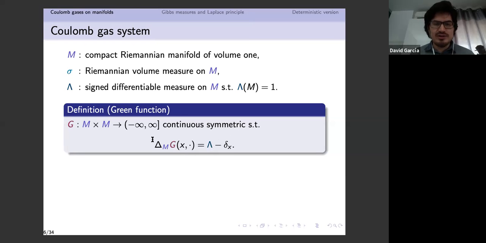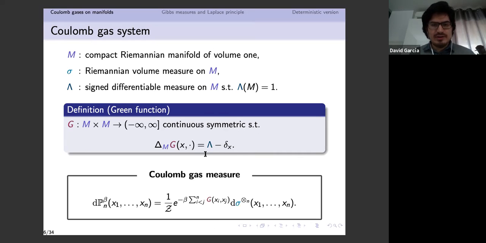So for G, we ask this relation to hold. This can be thought of now as the electrostatic potential generated by a charge at x and by minus lambda. So lambda will be some kind of background charge. And given all this data, we can define again the Coulomb gas measure now in M.